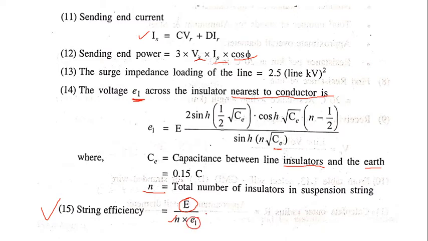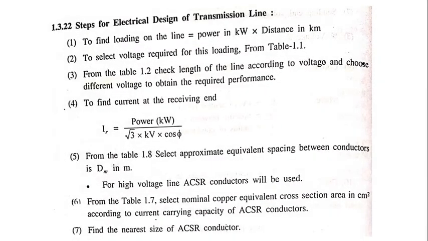Okay, so from this equation we can find our string efficiency. So these are a total of 15 equations from which we are going to design our transmission line. Now we can see the steps of electrical design of our transmission line. Which steps are we going to follow?